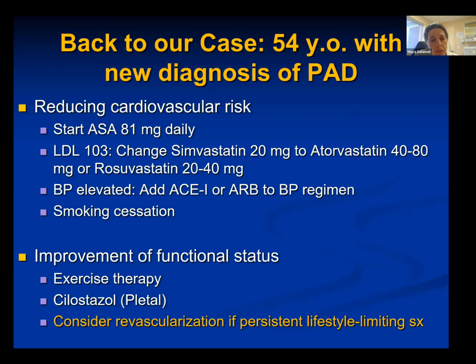We would refer him for an exercise program and prescribe cilostazol at the same time to see if we can improve his functional status. And then if he comes back after a few months and says that he's still having persistent lifestyle disabling symptoms despite that conservative treatment, then we would consider sending him for revascularization.